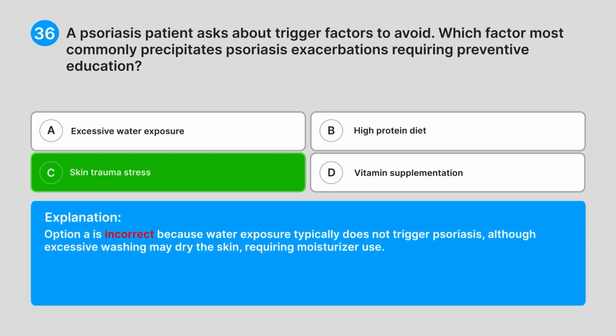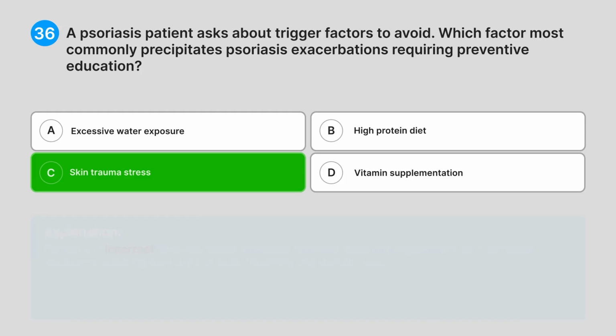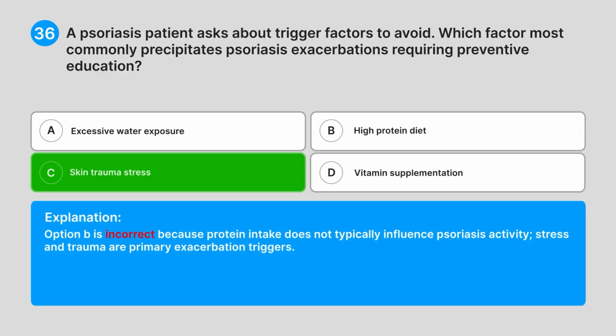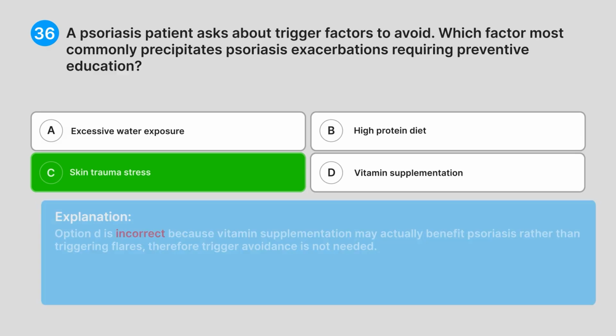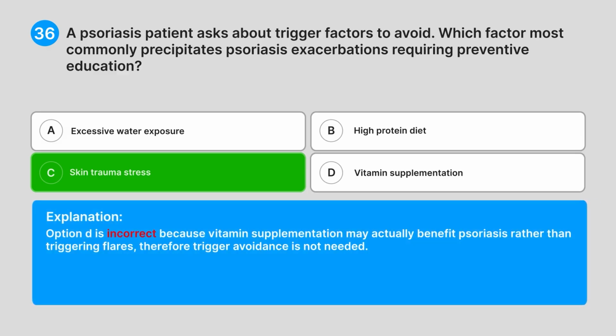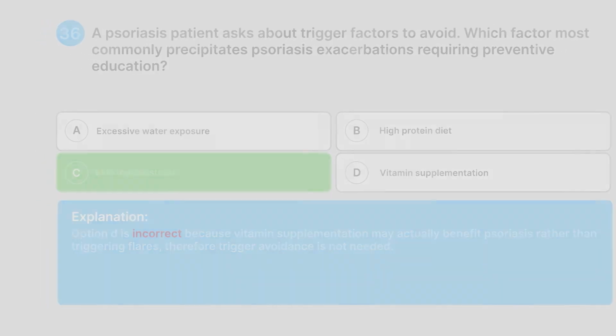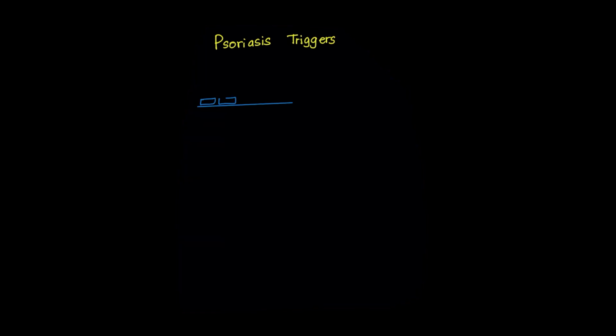Option A is incorrect because water exposure typically does not trigger psoriasis, although excessive washing may dry the skin, requiring moisturizer use. Option B is incorrect because protein intake does not typically influence psoriasis activity. Stress and trauma are primary exacerbation triggers. Option D is incorrect because vitamin supplementation may actually benefit psoriasis rather than triggering flares, therefore trigger avoidance is not needed. Skin trauma and psychological stress are the primary triggers for psoriasis exacerbations.